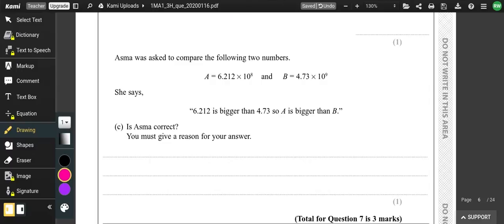Asma was asked to compare the following two numbers. She says 6.2 is bigger than 4.7, so A is bigger than B. Is Asma correct? No, because she hasn't taken into account the powers of 10. So if you wanted to compare them, you'd make them the same power of 10. So this would be 47.3 times 10 to the 8 compared to 6.212 times 10 to the 8. Or you could write them out in full, or you could just talk about that being 10 times bigger.